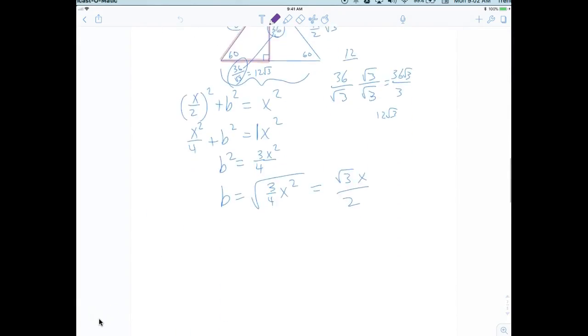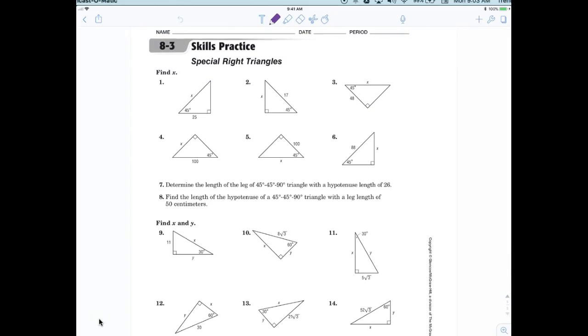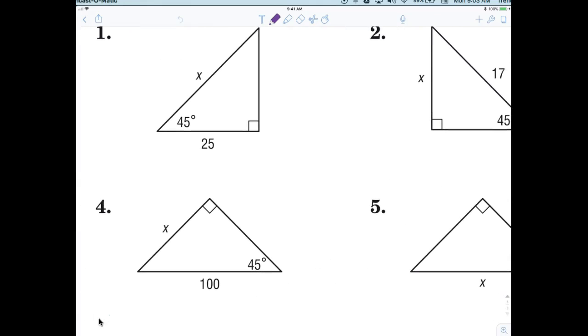What I would like to do is just go to the last worksheet. All right, I'd like to go to the last worksheet, so we can talk about it real quick and make sure you guys get it completely. For question number 1, x would be what?